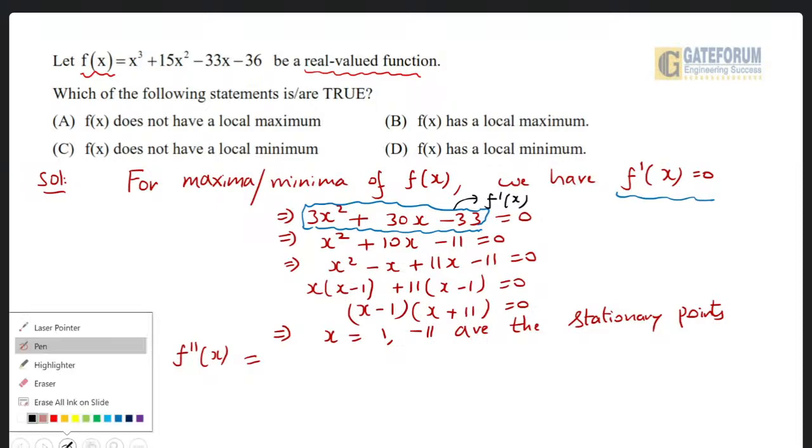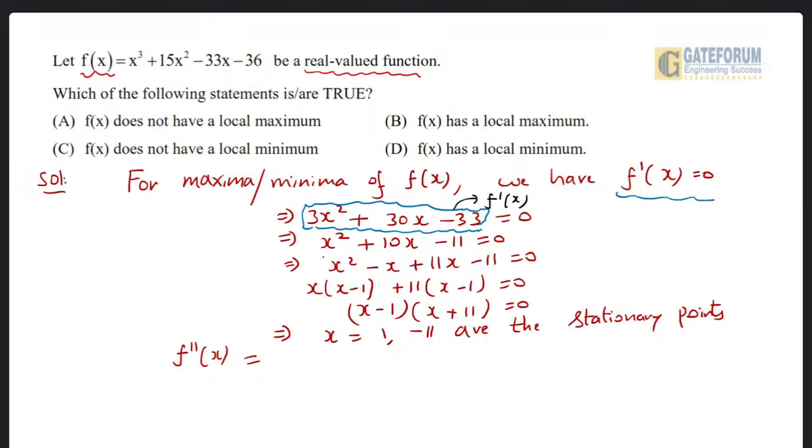Now second derivative. The derivative of 3x square with respect to x is 6x. The derivative of 30x with respect to x is 30. The derivative of a constant is 0. Now substitute each stationary point. At x is equal to 1, f double dash x, or you can write directly f double dash 1, is 6 into 1 plus 30. This is 36, greater than 0.